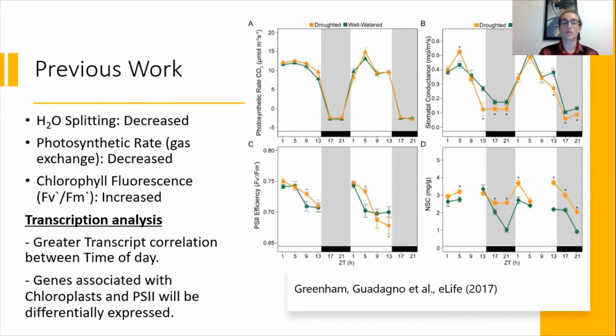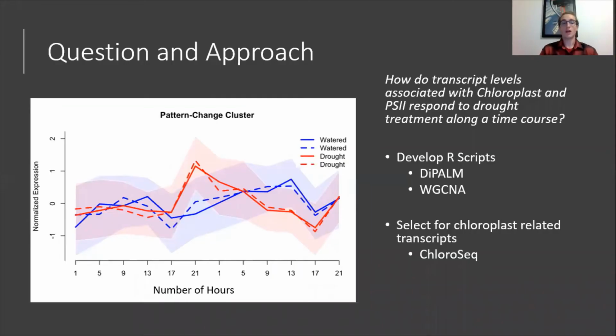that genes associated with chloroplasts and photosystem II will have a similar or greater correlation between treatment due to the number of chloroplast functions being altered, which poses us to ask the question: how do transcript levels associated with chloroplast and photosystem II respond to drought treatment along a time course?